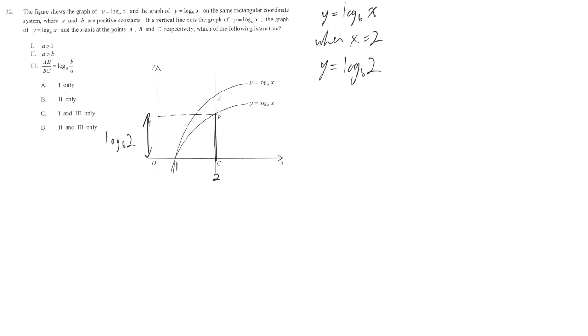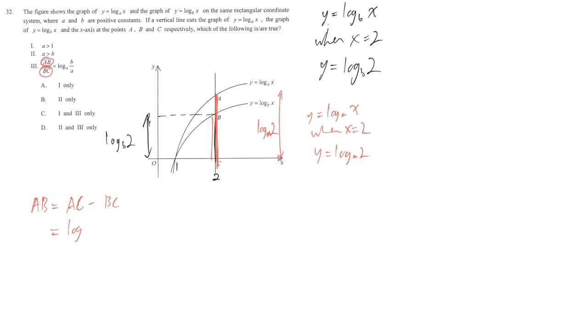For a similar reason, if we consider this line, y is equal to log ax. When x is equal to 2, then y is equal to log a2. So this line is log a2. Our mission is to compare AB with BC. So we want to find AB first. AB means the longer line minus the shorter line here. So that means AC minus BC. We just continue to calculate.